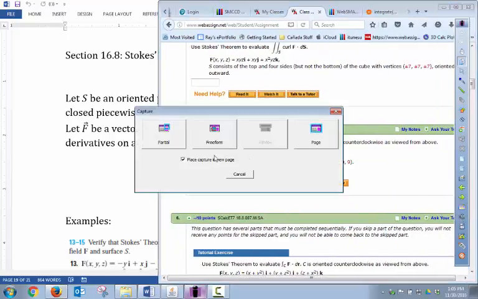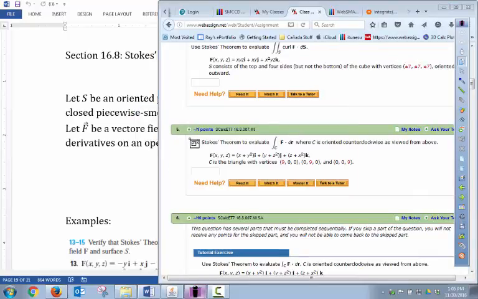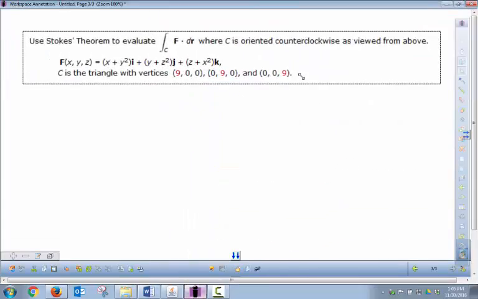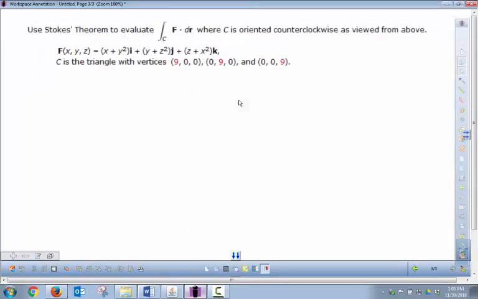So this next one takes Stokes Theorem and has you work with it the other way. In the previous problem, we looked at Stokes Theorem by finding the surface integral or the flux of the curl. Here they're giving us a line integral. And C is oriented clockwise viewed from above with a triangle of vertices that's equal to this stuff.